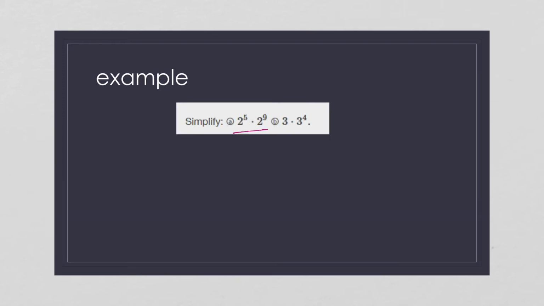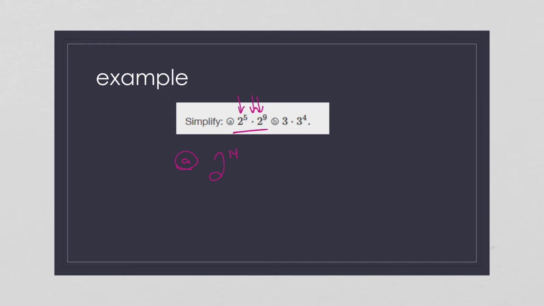All right, let's look at part A. We have the same base. We are multiplying. Add those exponents together. So 2 to the 14th power. And by the way, can you do 2 to the 14th power? Well, I wouldn't want to, not in my head anyway, but I can grab a handy dandy calculator.